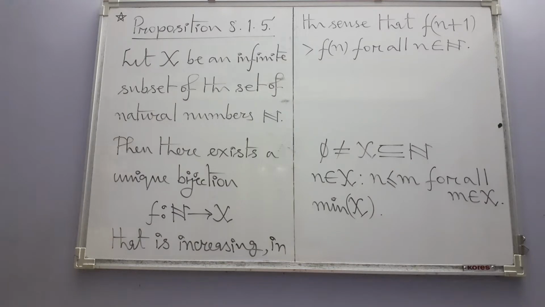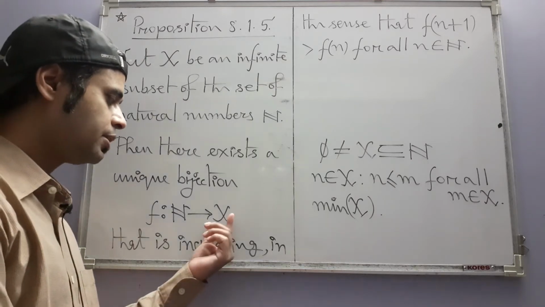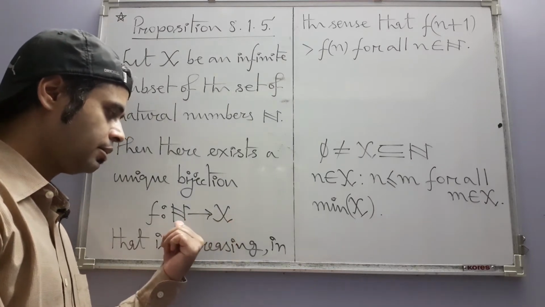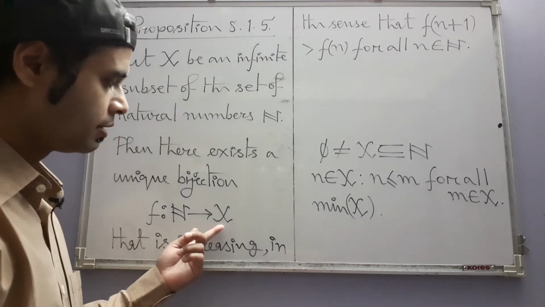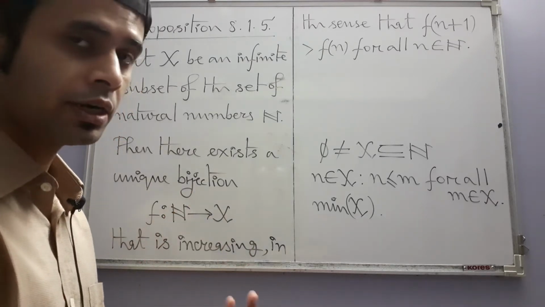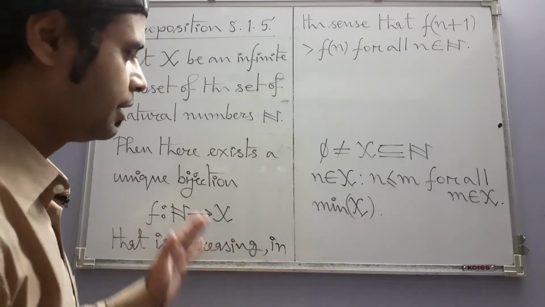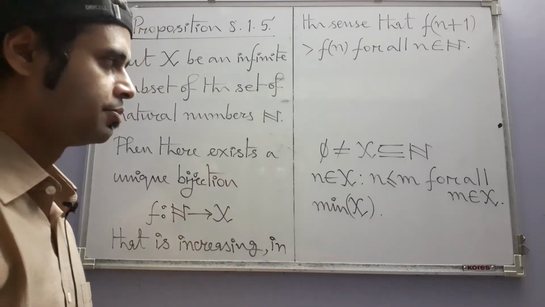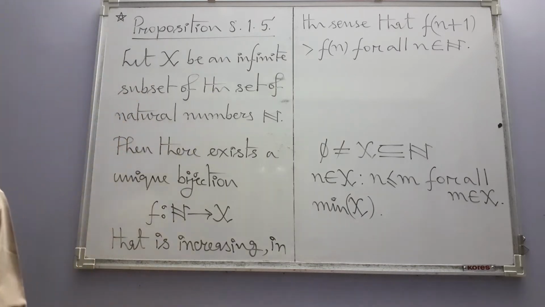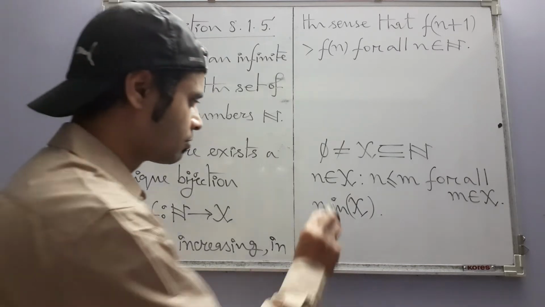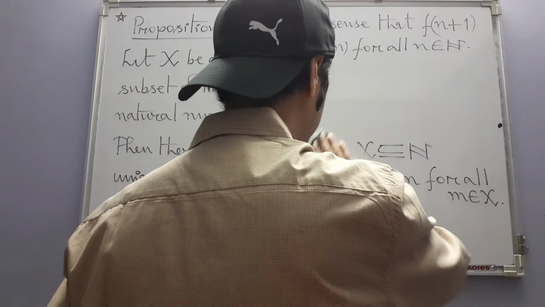So we have to prove this. If we have an infinite subset X of N, then there is a bijection like this, which is an increasing function, and only one such bijection, it's unique. It exists and it is unique. So let's see how we prove this, or how the author has proven it.